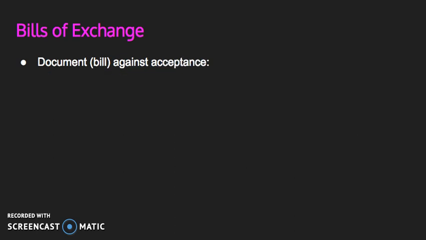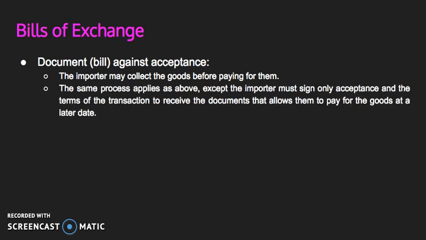Then we've got a document or a bill against acceptance. With this one here, the importer may collect the goods before paying for them. The same process applies as above, except the importer must sign only acceptance and the terms of the transaction to receive the documents. That then allows them to pay for the goods at a later date. The risk with this is the importer may delay payment or not pay at all.